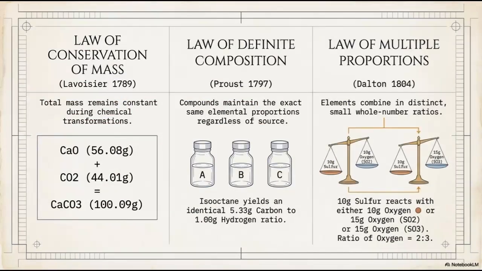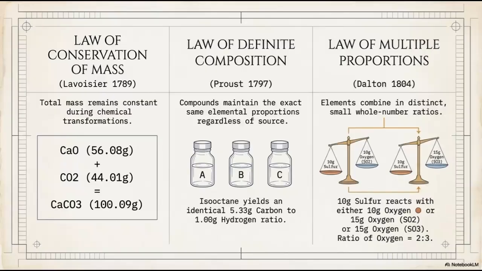Now, before we jump into the scientists, there's three laws that you have to remember. The law of conservation of mass, the law of definite composition, the law of multiple proportions. The law of conservation of mass says that the mass that you start with, you have to justify at the end, because mass is not created or destroyed, only transformed.